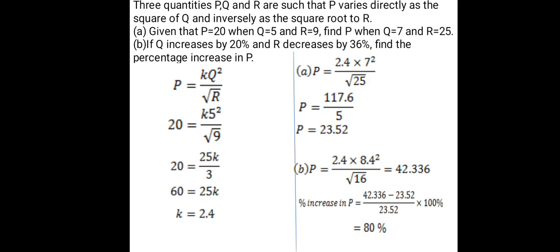Three quantities P, Q, and R are such that P varies directly as the square of Q and inversely as the square of the square root of R. Given that P is equal to 20 when Q is equal to 5 and R is equal to 9, find P when Q is equal to 7 and R is equal to 25. If Q increases by 20% and R decreases by 36%, find the percentage increase in P.